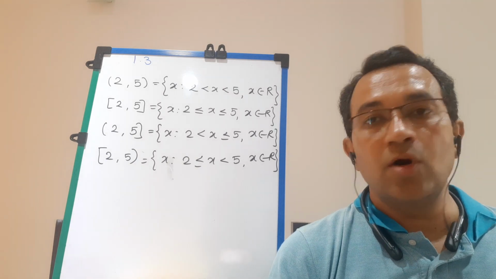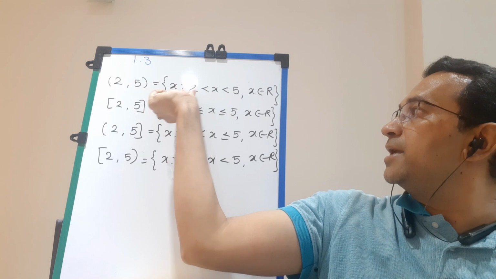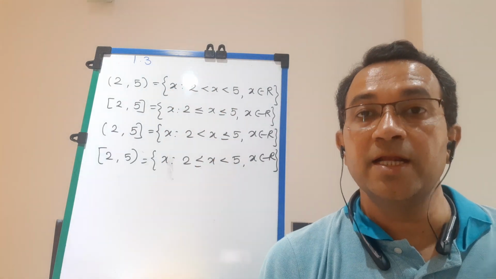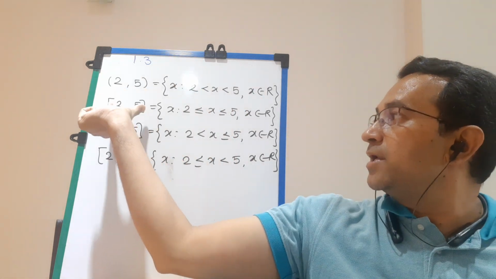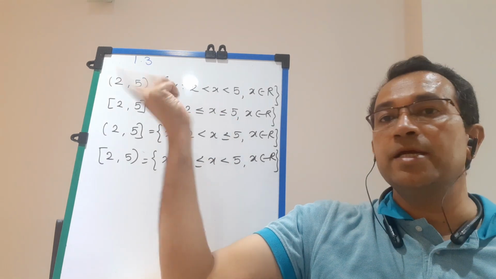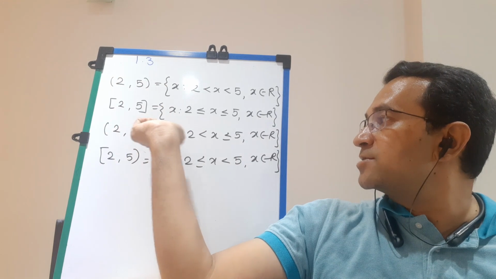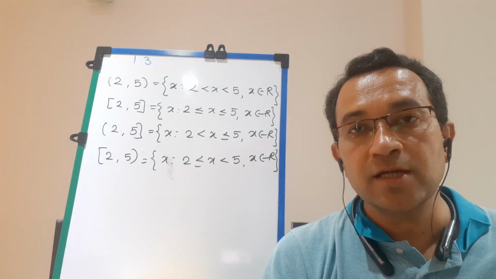Clear? All of you understood? So if I generalize and write (A, B), then you write x such that A is less than x less than B, x belongs to R. But if I directly write (A, B), students, you will not understand. If I write closed interval [A, B], then x such that A is less than or equal to x less than or equal to B, x belongs to R. If I write open A and closed B, x such that A is less than x less than or equal to B, x belongs to R.